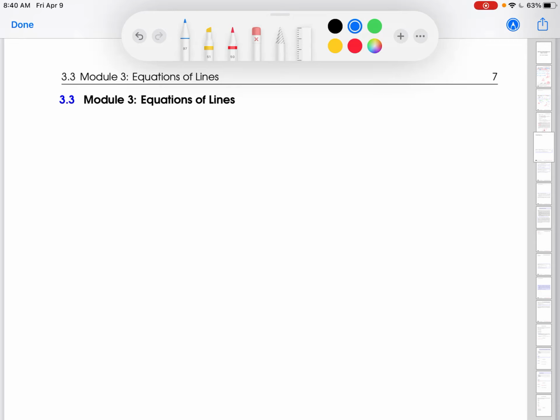We're going to talk today about the equations of lines. This is the third module in lesson 3. In the first module, we talked about the cross product, and then in the second module, we used that to derive the equation of a plane. So in this module, we're going to talk about lines using some of the thoughts and approaches that we did to derive the equations of planes.